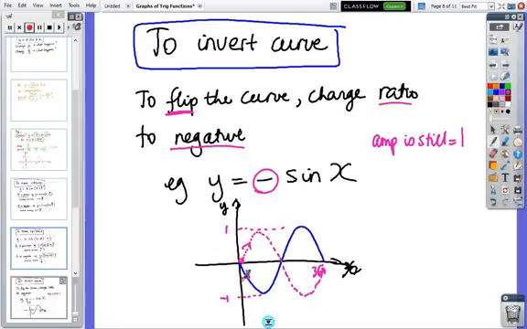But please note that even if the curve goes down to start with, the amplitude is still 1. The maximum height is 1, so the amplitude doesn't change. The coefficient is -1, but the amplitude is not -1. The amplitude is +1. You just take the absolute value, the positive value. Let's see what happens on the next slide.